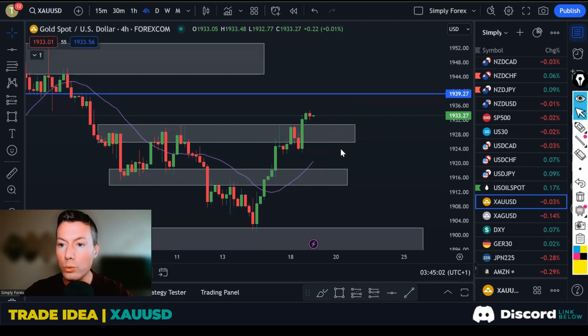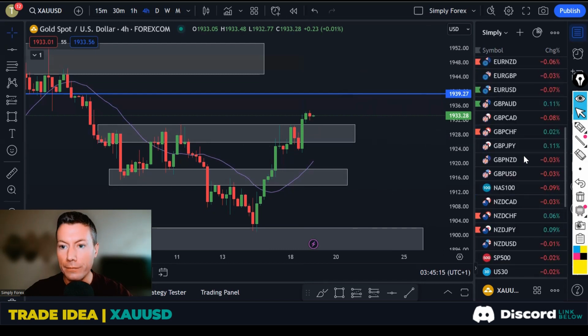All right, so gold, yeah. Haven't said that for a while. We are going against the US dollar. Yeah, we're looking to buy gold and short the US dollar, Canadian dollar. There's more, guys. There's one more trade idea for today.